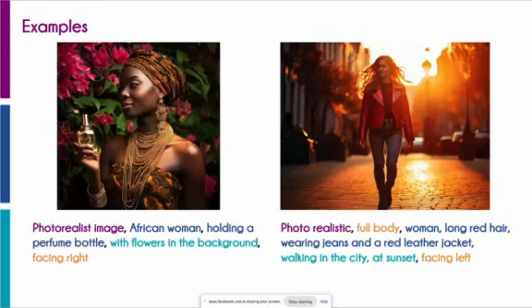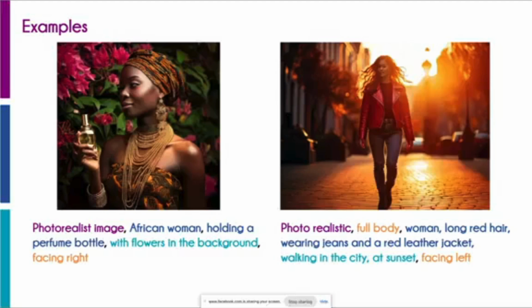So if we look in the second example here, you can see I've got some compositions slightly separated, and in this particular one, I've said again, I want a photorealistic image, a full body is the shot. The woman with long red hair, wearing jeans and a red leather jacket, walking in the city at sunset. And then I also said what she needs to be able to look at.